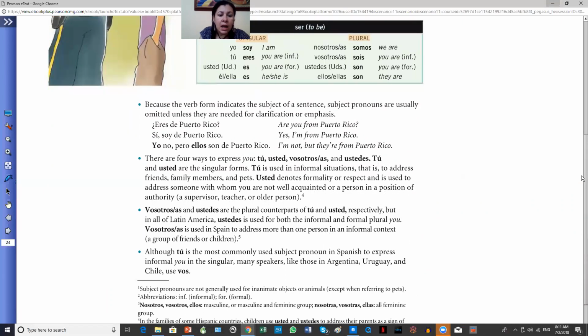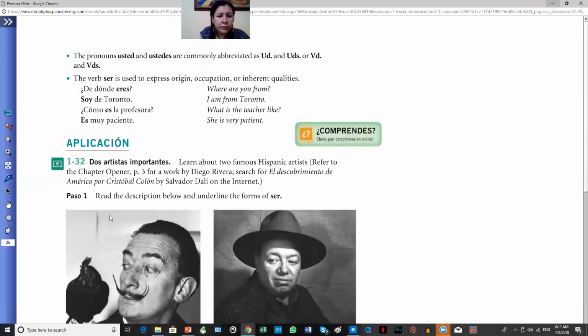Ser, and it's not in this page, but I wanted you to go with me. Ser is used to express origin, occupation, or inherited qualities, see?